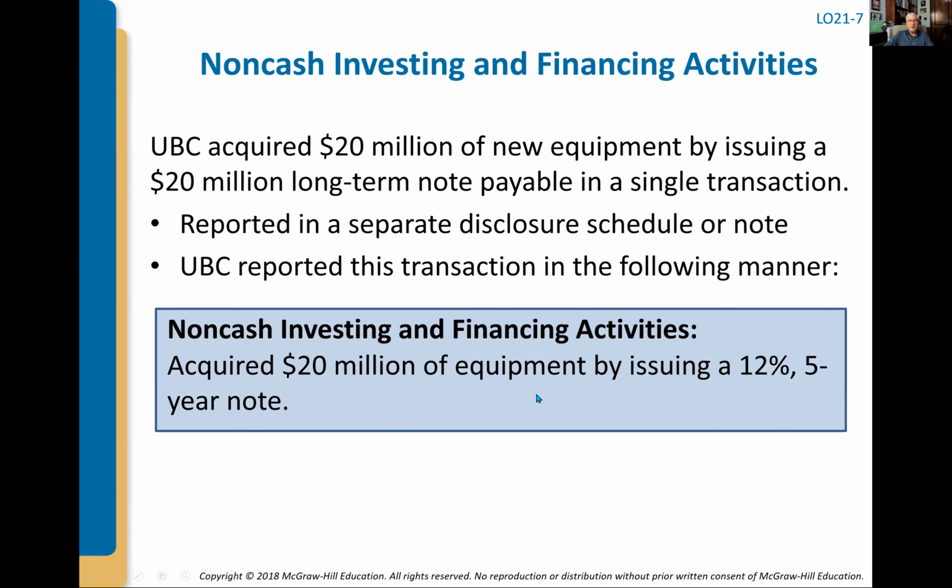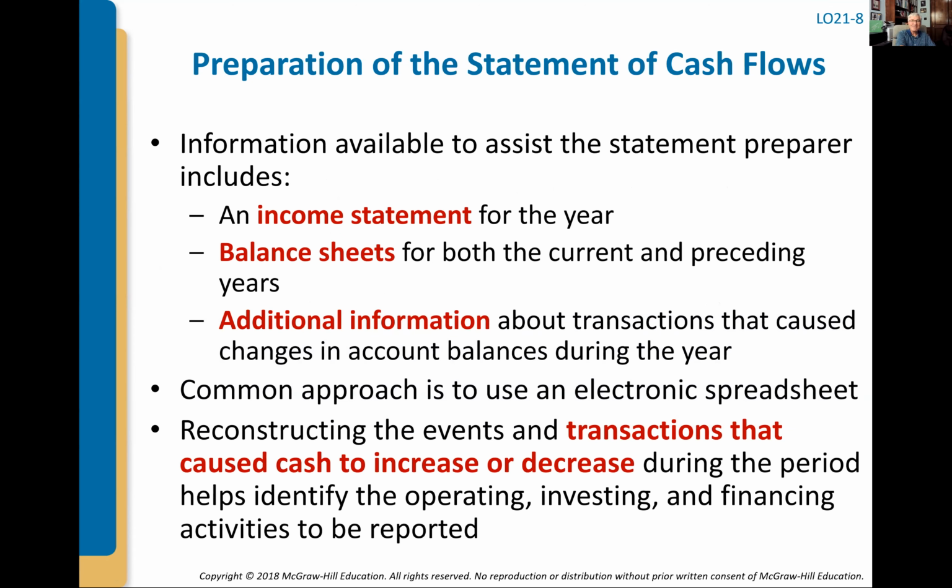And then the last piece here, as I kind of briefly referred to, we may have to disclose a non-cash investing activity. So this company acquired equipment by issuing a note payable. They didn't pay cash for it, so we'll just have a note there. Acquired 20 million using a 12% 5-year note. So it's not in the operating or investing cash flows, so they'll put that in there.